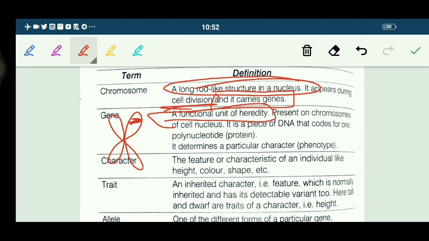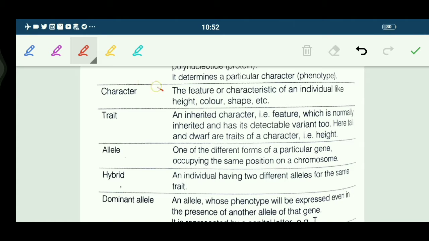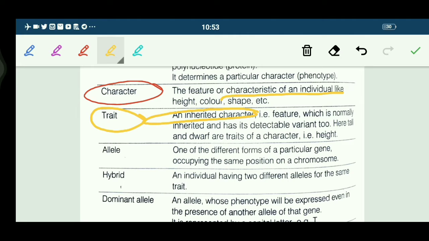And remember this thing, beta, it determines the particular character in you. Every gene is responsible for a particular character. Now, what is character then? It is a feature or characteristic of an individual, like your height, your color, your shape. These are your characteristics. And what are traits then? Traits are the inherited characters, like your features, which are normally inherited, and its detectable variant too. Here, tall and dwarf are traits of the character height.